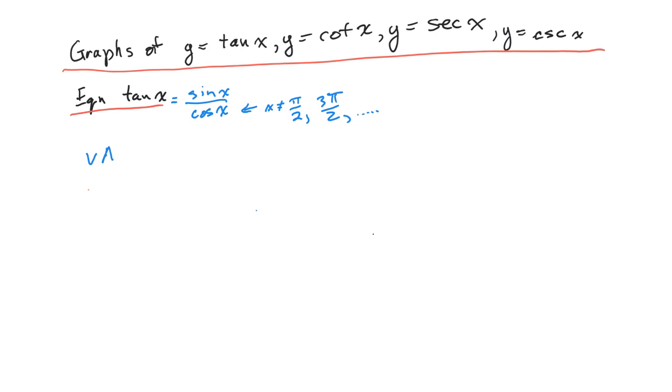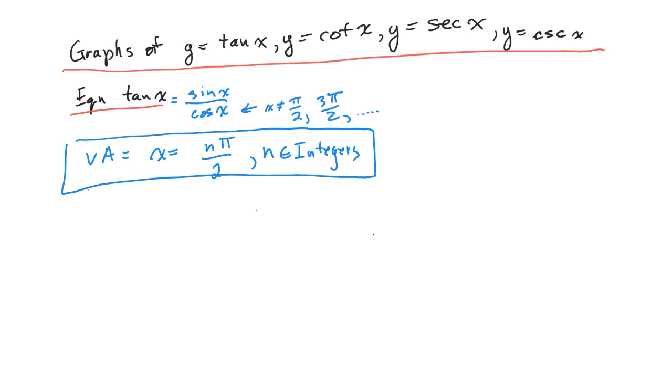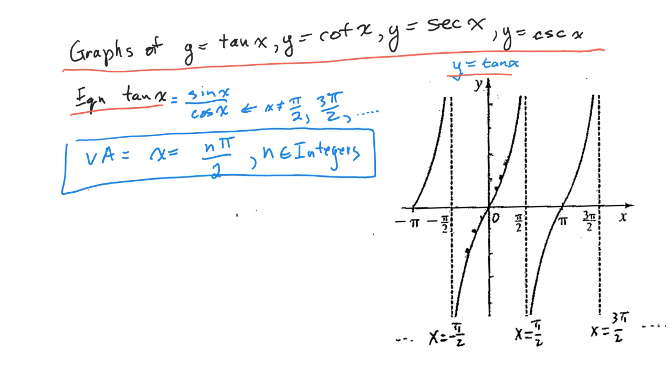So the vertical asymptotes for something like this is x is equal to n pi divided by 2, where n belongs to the integers. For this basic graph, you have something that looks like this, and you have all of these vertical asymptotes at the following. We have them at x equals -1/2, x equals 1/2, x equals 3/2, just like we had calculated before.